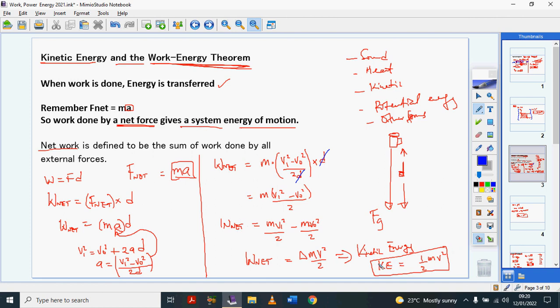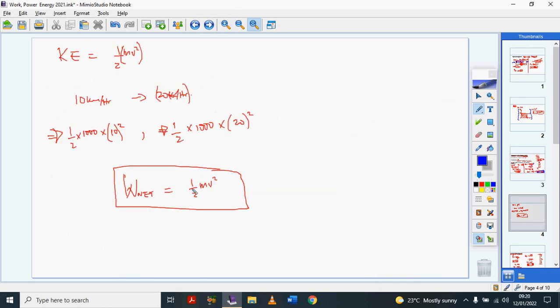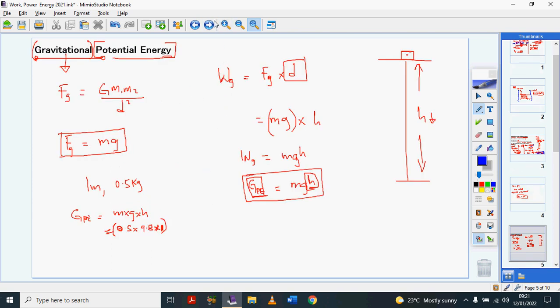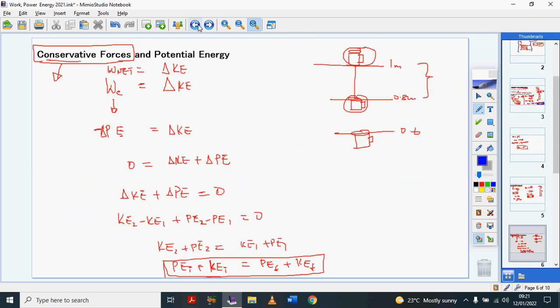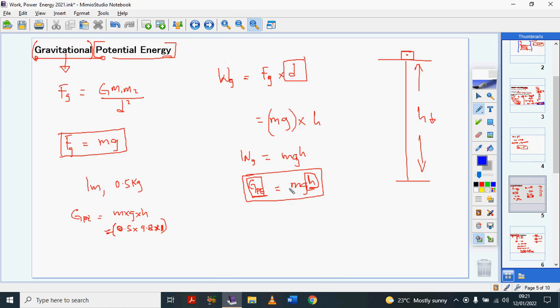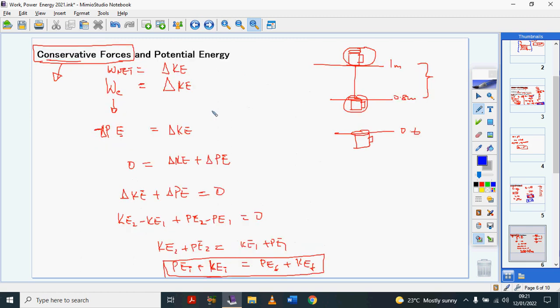Another key idea we talked about yesterday, I know you see a lot of writing here, but the important thing is that kinetic energy, this in blue, is a half mv squared, and kinetic energy is the energy of motion. When work is done, energy is transferred. That's another very key idea we talked about yesterday. But also gravitational potential energy is mgh. This is gravitational potential energy. All work done by gravity is mgh. We talked about this yesterday. This is just review of the key ideas.